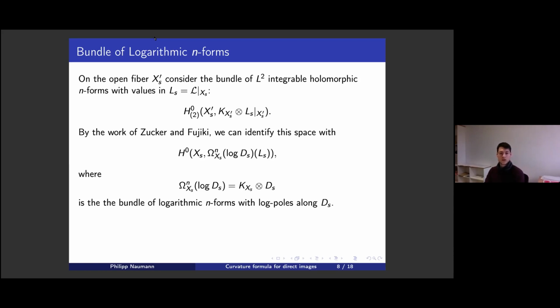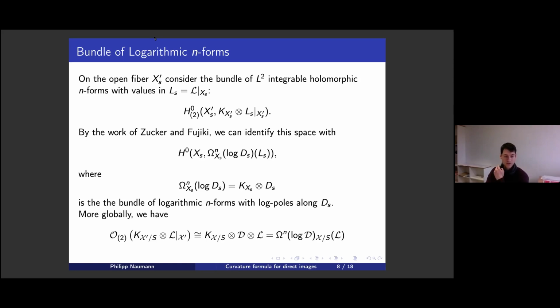And more globally, we can make this identification on the total space. So the sheaf of holomorphic and L2 integrable sections of K relative tensor L can be identified with the bundle of relative logarithmic n-forms with log poles along D, twisted by L. So this can be formulated on the global level.